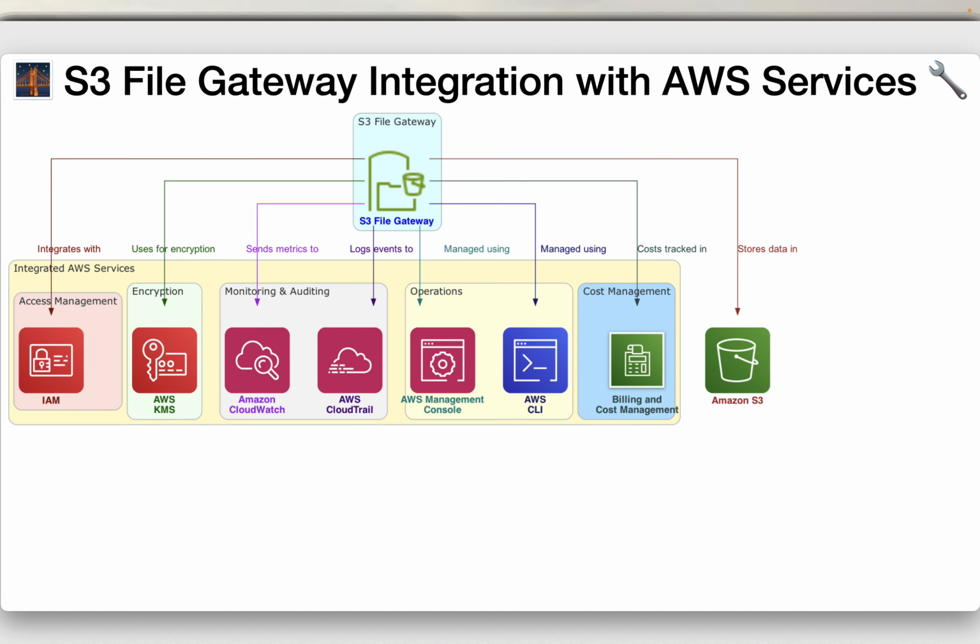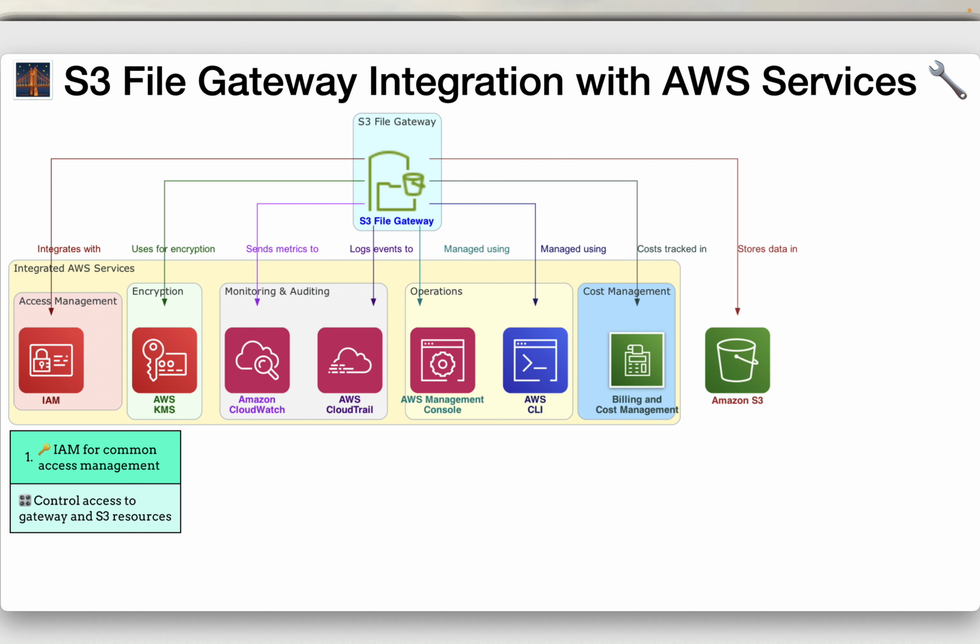Okay, now S3 File Gateway integration with AWS services. S3 File Gateway integrates with AWS Identity and Access Management (IAM) to provide common access management capabilities, allowing you to control who can access your gateway and S3 resources. S3 File Gateway uses AWS Key Management Service (AWS KMS) for encryption of your data, ensuring that it remains secure both in transit and at rest.